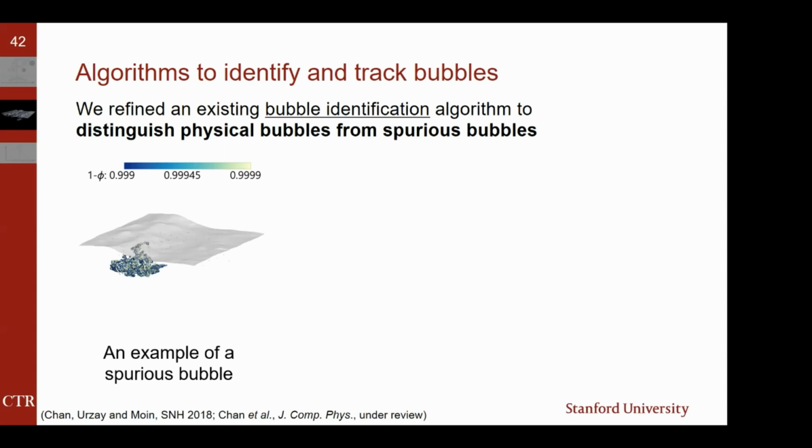Here's an example of one of these spurious bubbles. This picture was taken late in the wave breaking process. The interface is almost flat. There should be no large bubbles in the system. But yet the original algorithm picked up one of these large bubbles. What's actually happening here is that the algorithm clumps together small pieces of air, stitching them together to form this bubble that doesn't exist.